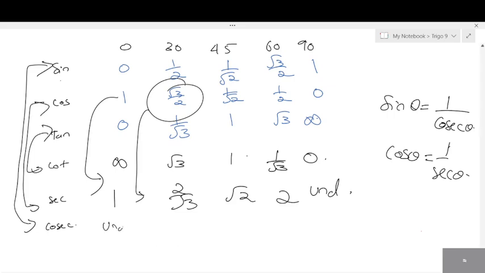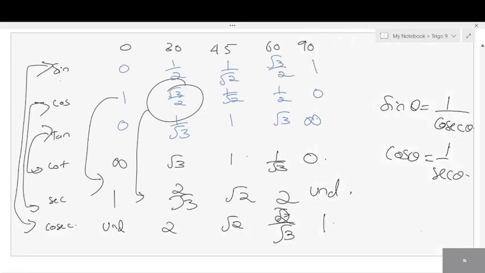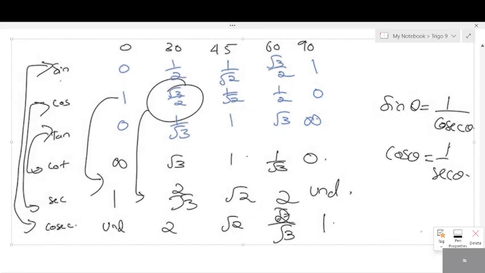Fine. Cosec: undefined, 2, root 2, 2 by root 3, 1. All of you understood how to do the table, write the values? Yes, sir. Okay, so memorize sine and tan, students. If you know sine and tan, that is enough. Then we have the reciprocal values. Now tell me all the formulas.